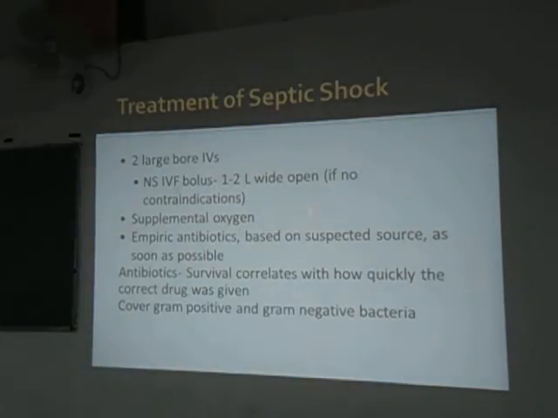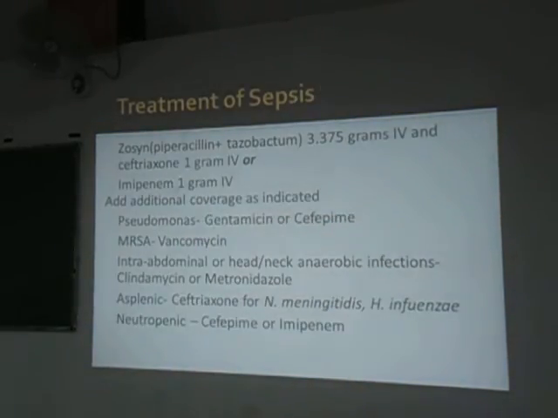So treatment, again, as we started with our hypovolemic shock, we are starting with two IV cannulas with a large bore, and ABCs we are doing. Okay, then we are going for empirical antibiotic treatment, which can cover anaerobes, gram positive and gram negative. What are those drugs?